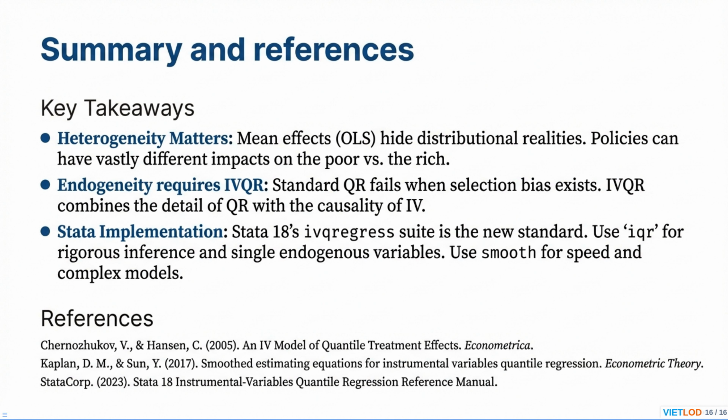To wrap up, let's review our key takeaways. First, heterogeneity matters. Relying only on mean effects like OLS can obscure distributional realities, as policies can have vastly different impacts on the poor versus the rich. Second, handling endogeneity requires IVQR. Standard quantile regression fails when selection bias is present, but IVQR effectively combines the granular detail of quantile regression with the causal identification power of instrumental variables.